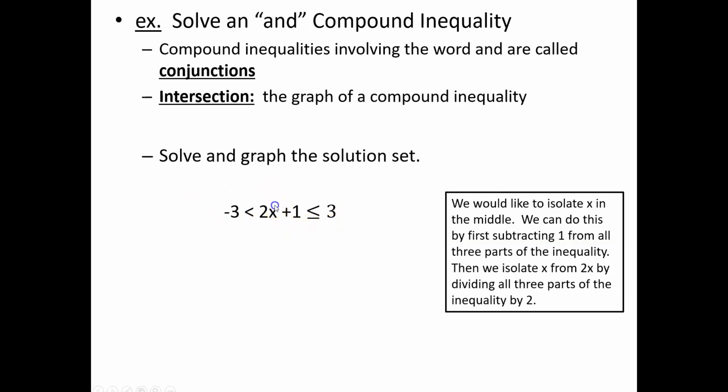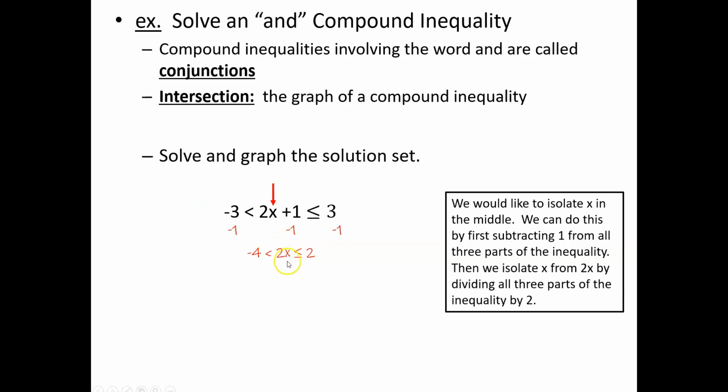So I want x by itself. So I need to go next to x, to the plus 1, and subtract 1. And that'll cancel that out. So I want to do that for both the other two numbers. So -3 minus 1 is -4. 3 minus 1 is 2. So we get -4 is less than 2x, less than or equal to 2.